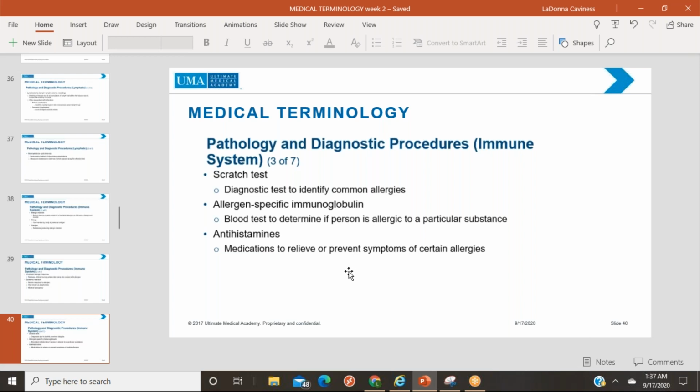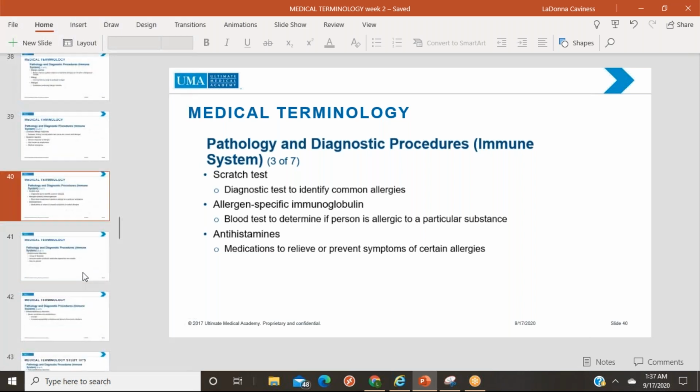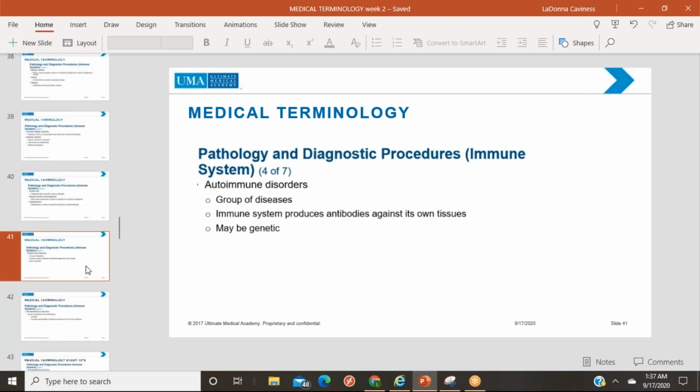Scratch test, it's a diagnostic test to identify common allergies. Allergen-specific immunoglobulin, blood test to determine if a person is allergic to a particular substance. Antihistamines, medications to relieve or prevent symptoms of certain allergies. Autoimmune diseases, it's a group of diseases. Immune system produces antibodies against its own tissues. It may be genetic.